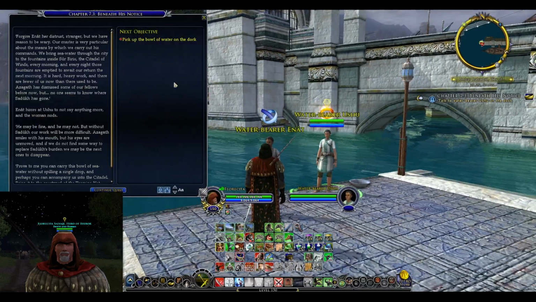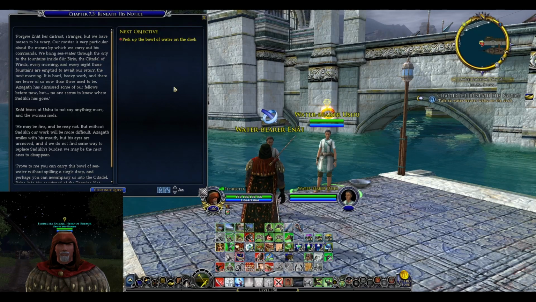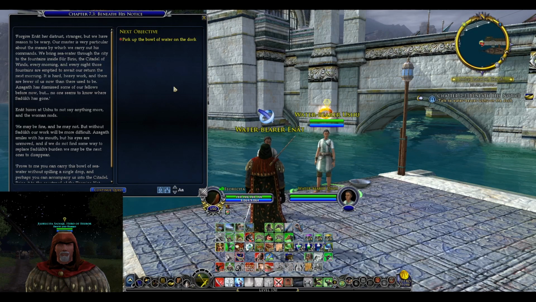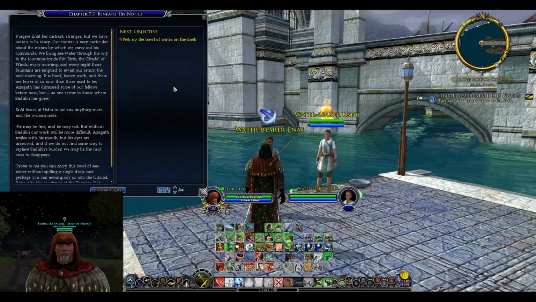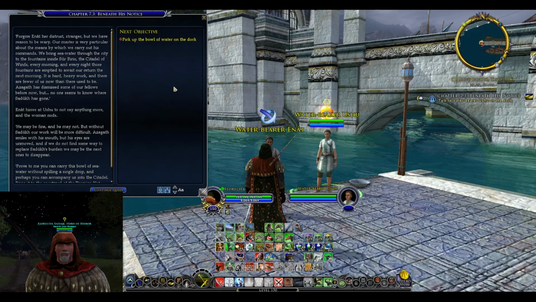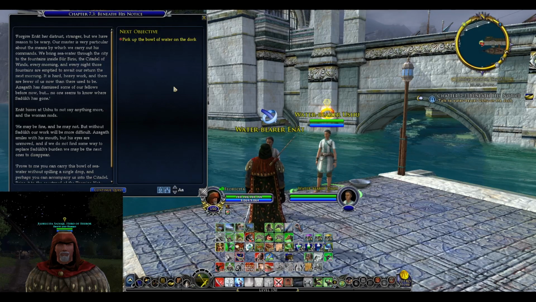Forgive Einad her distrust, stranger. We have reason to be wary. Our master is very particular about the means by which we carry out his commands. We bring seawater through the city to the fountains inside Sir Barrick's, the Citadel of Winds, every morning. And every night those fountains are empty to await our return the next morning. It is hard, heavy work, and there are fewer of us now than there used to be. Azagath has dismissed some of our fellows before now, but no one seems to know where Saduk has gone.